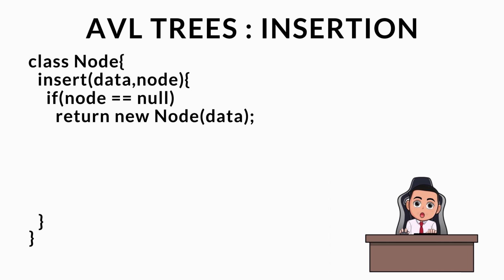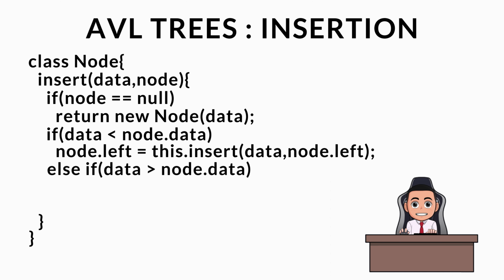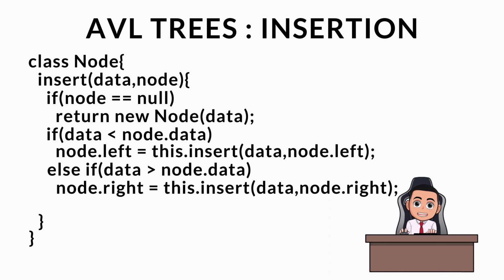Next, if that isn't true, that means we need to continue traversing our tree. So we check to see if the data that we want to insert is less than the data of the current node we're at. If it is, we need to continue traversing the left subtree. And if that isn't true, we test to see if the data we want to insert is greater than the data we're currently at. If it is, that means we continue traversing down the right subtree. Now, once we do all that, we just return the node we're currently at. So this return node will either be saved as someone's left or right child. So that's the basics of a binary search tree insertion.